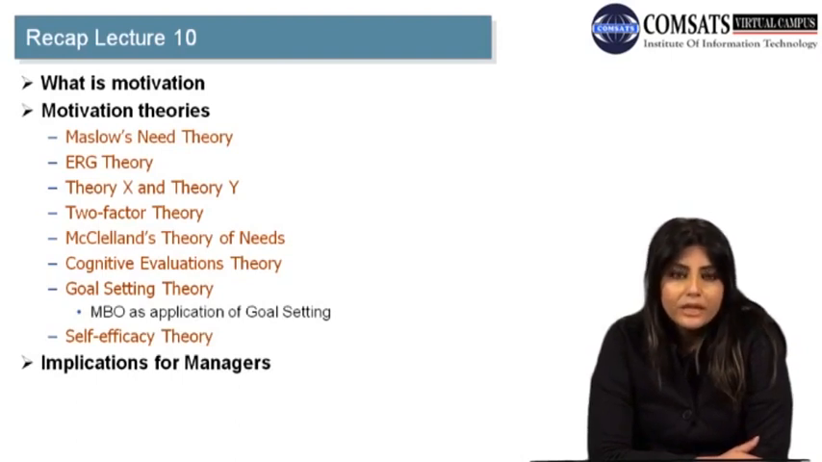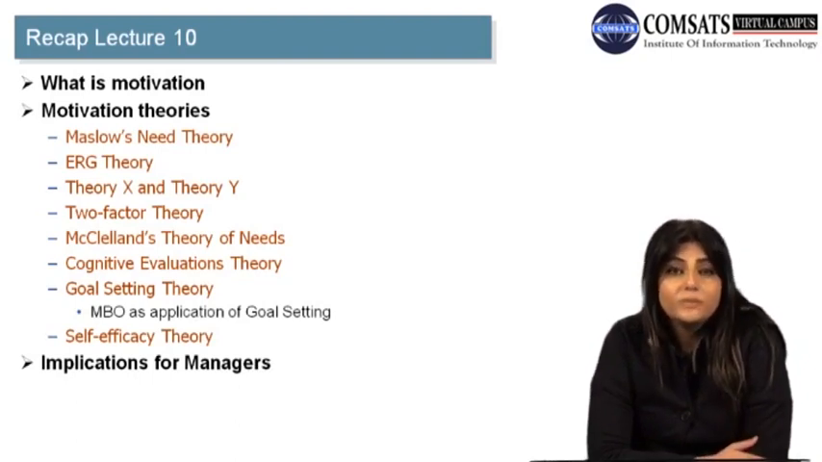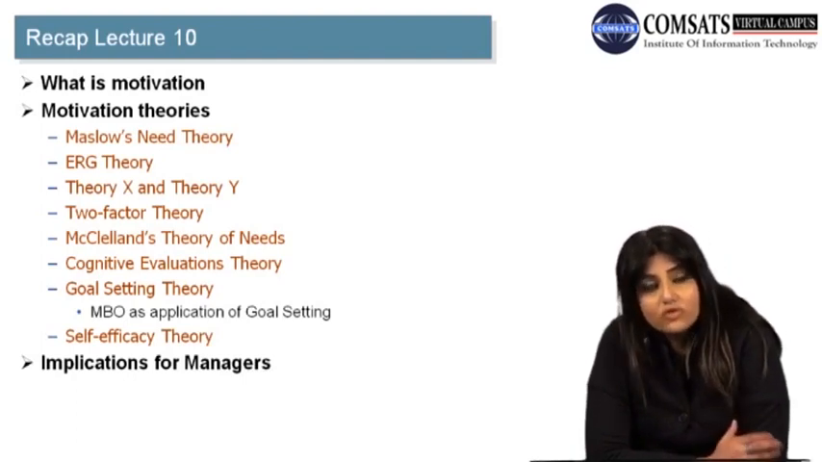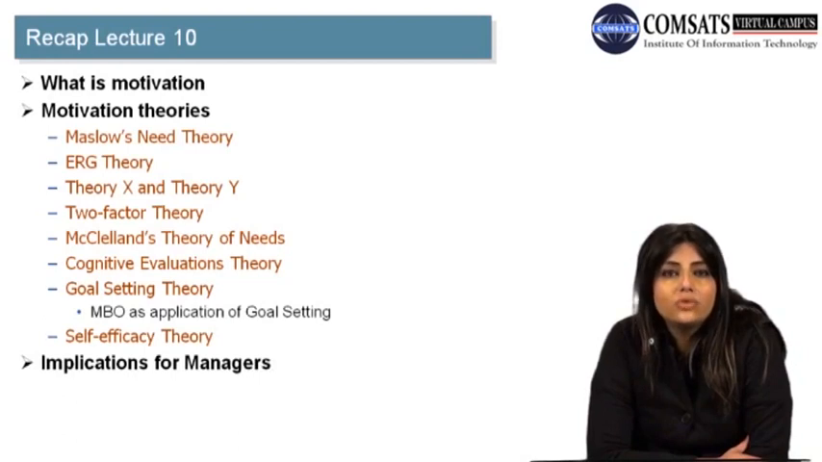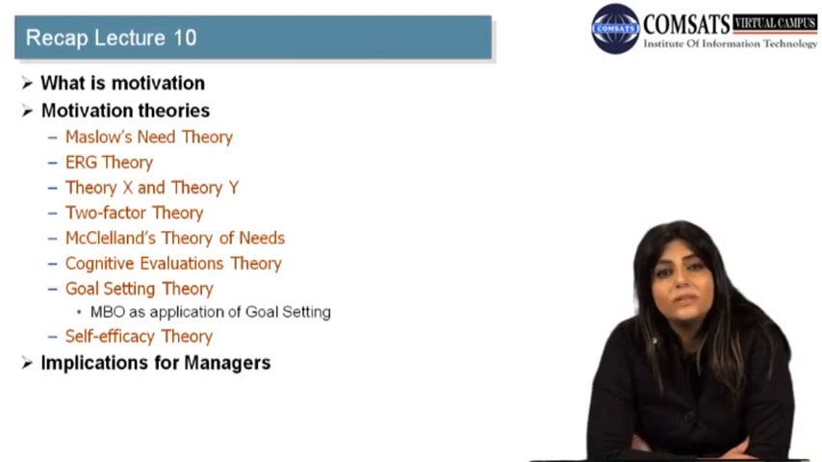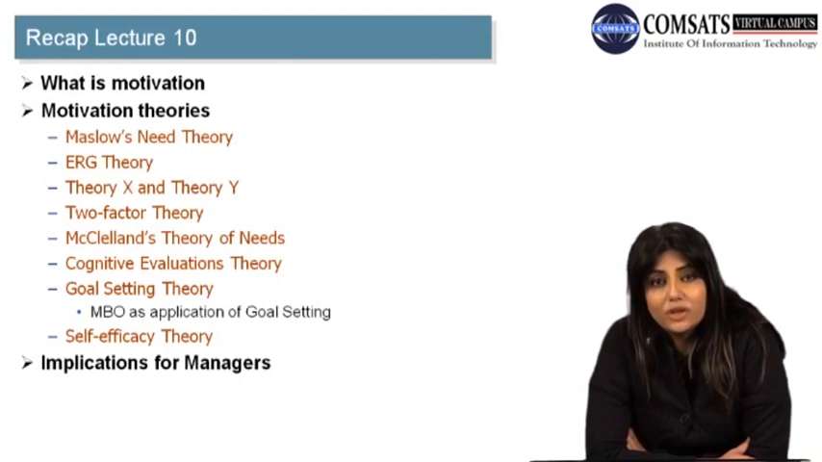Then we had a discussion of the two-factor theory, which was given by Herzberg, and it basically divided job satisfaction into two categories, where on one extreme of the pole is job satisfaction, and the other extreme is no job satisfaction. An important contribution of this theory is that job satisfaction's opposite is not job dissatisfaction, but no job satisfaction. And similarly, job dissatisfaction's opposite is not job satisfaction, but no job dissatisfaction.